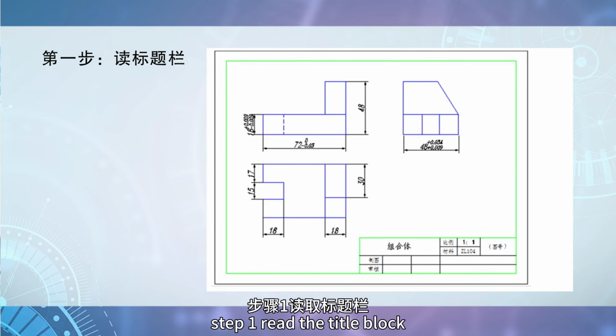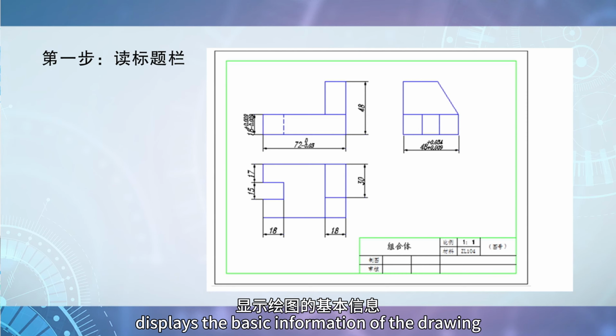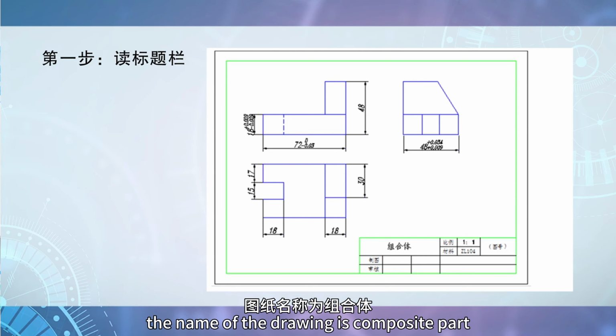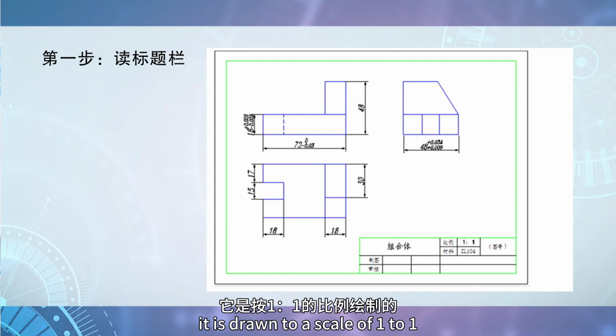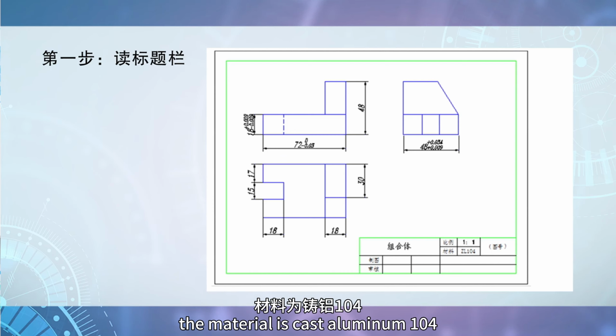Step 1. Read the title block. The title block displays the basic information of the drawing. The name of the drawing is composite part. It is drawn to a scale of 1:1. The material is cast aluminum 104.